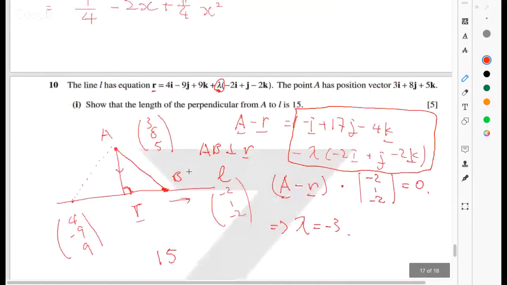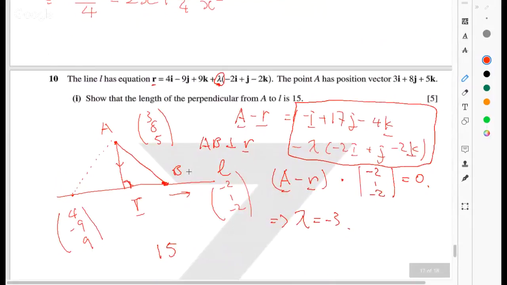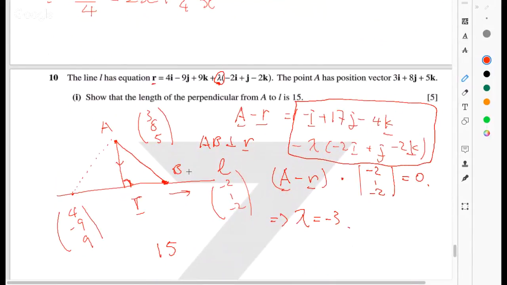So any questions? I think the last one is a lot harder than the rest of the paper because you haven't really done much geometry in school maths. We all good? Yes. Good.